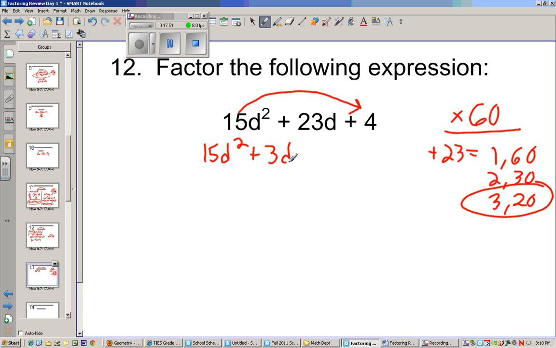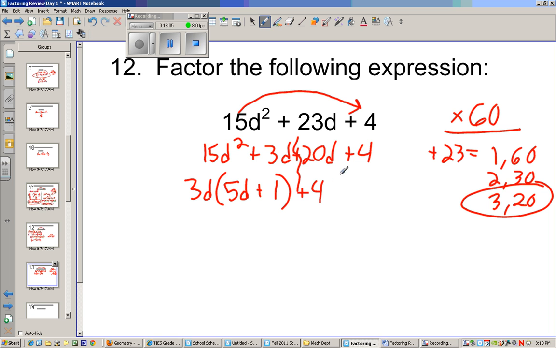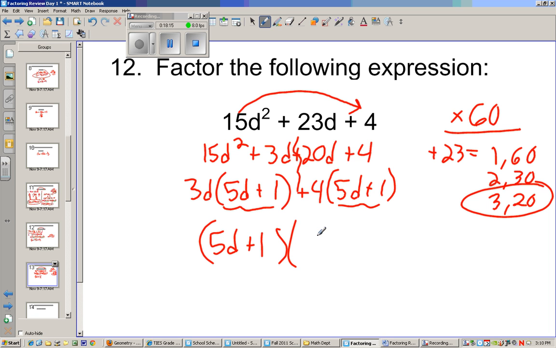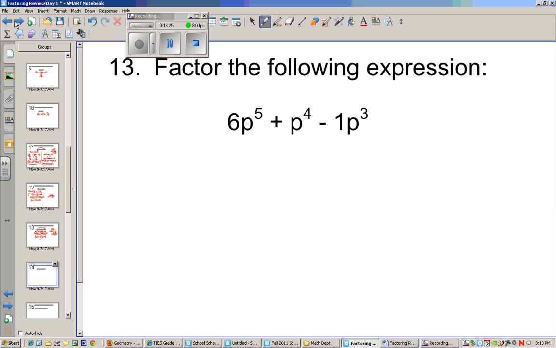All right, so it's going to be 15d squared plus 3d plus 20d plus 4. Divide this down the middle. What I can take out of those two sides is 3d, leaving over 5d plus 1. Over here, I can take out a 4, leaving again 5d plus 1. When I factor out that 5d plus 1 on both sides, I'm left over with 3d plus 4. All right, hopefully that method makes sense.